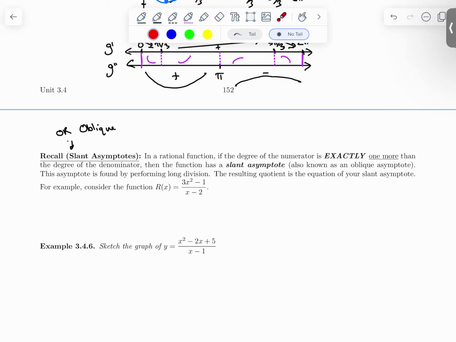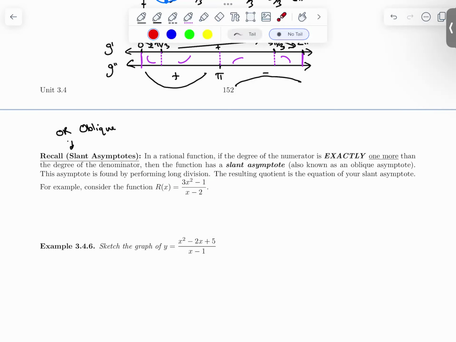So for example, consider this function. I'm going to go ahead and find that slant asymptote for you. So you can either do long division or you can do synthetic. I'll do both here. You can skip through it if you don't want to, if you know one or the other.